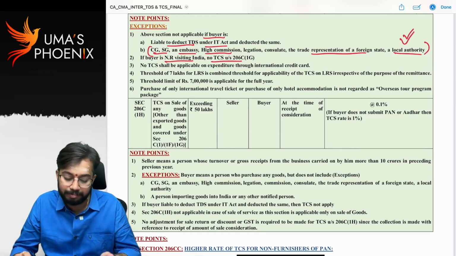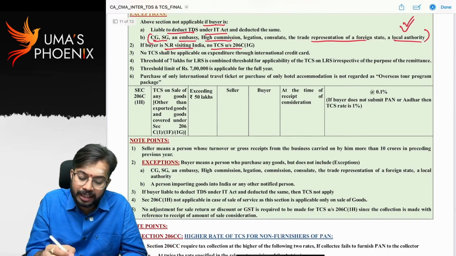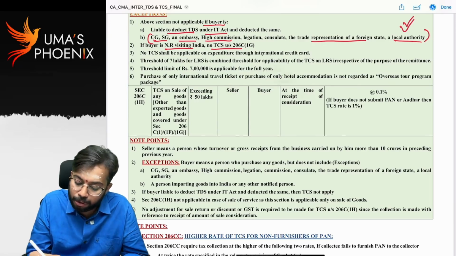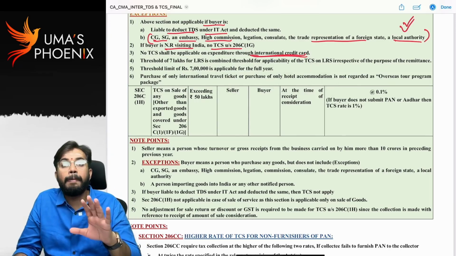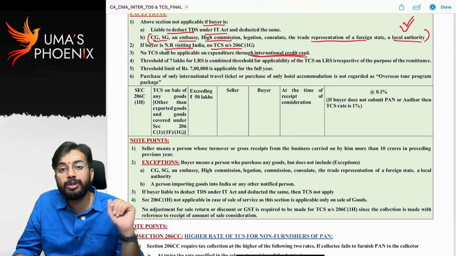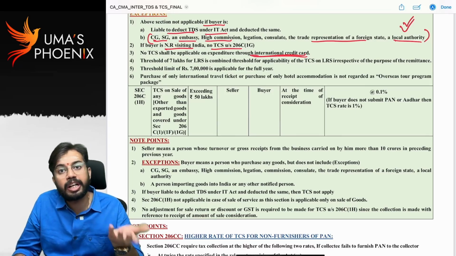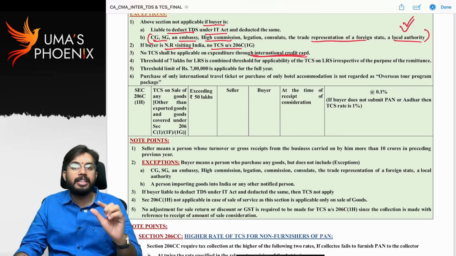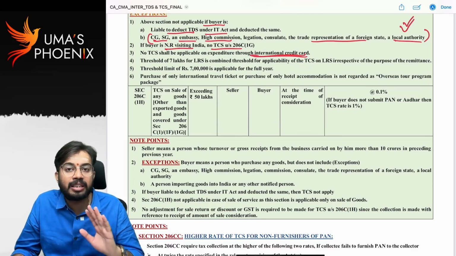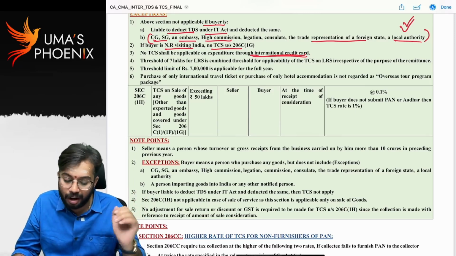Is it clear? Next. No TCS shall be applicable on expenditure through an international credit card. If I purchase an overseas tour program package through an international credit card, or make payments through an international credit card, TCS under section 206C(1)(g) is not applicable.